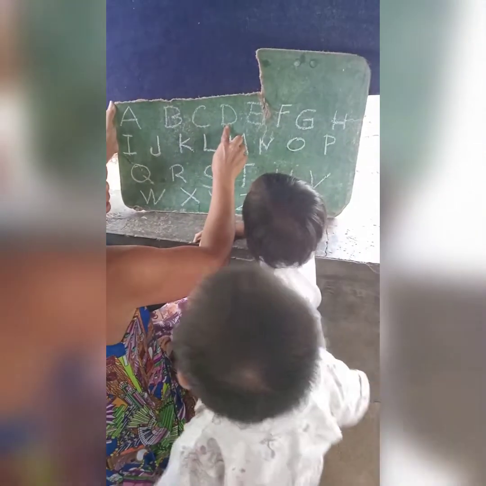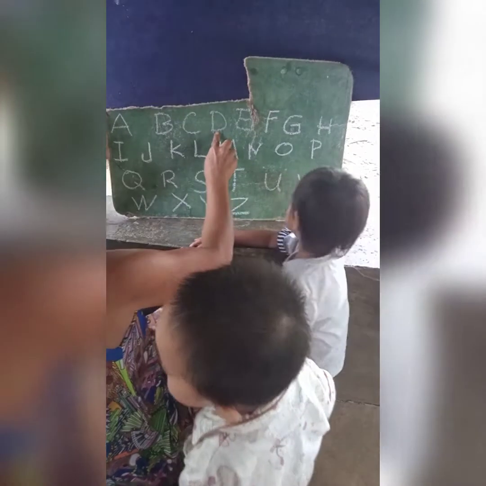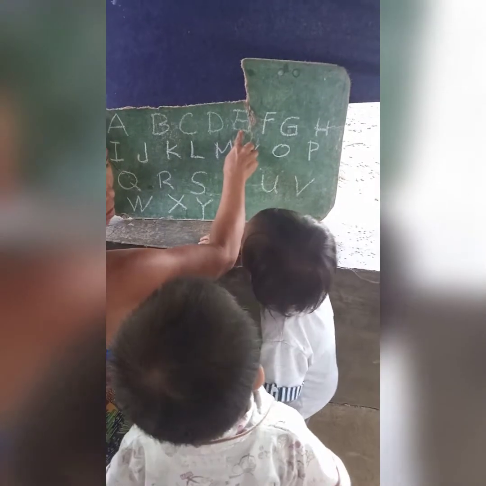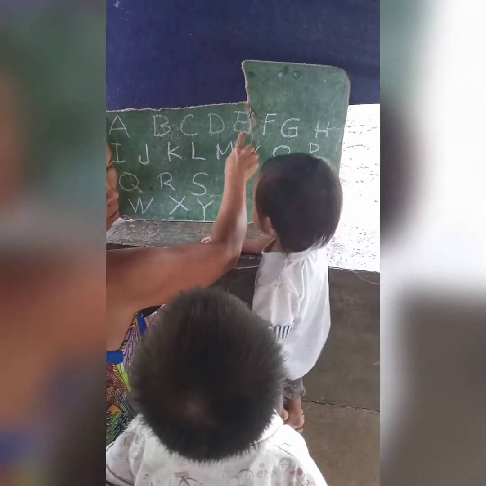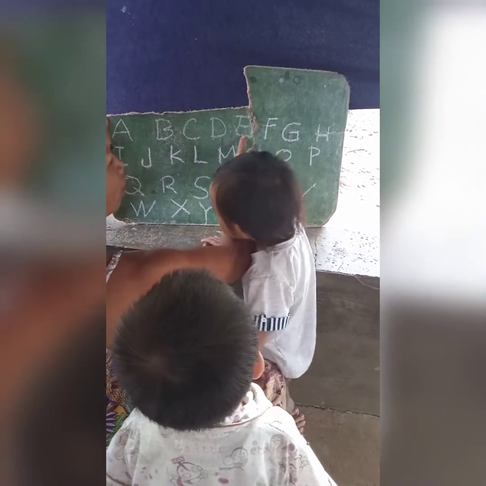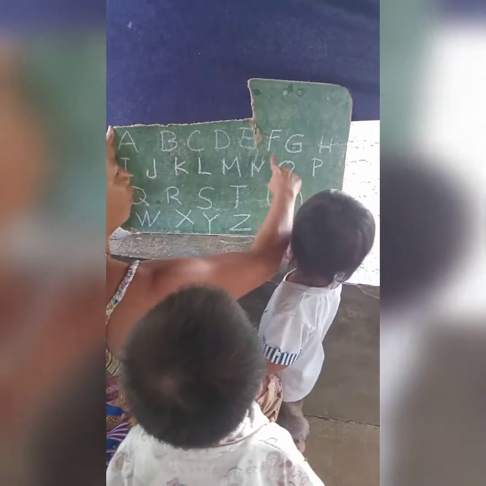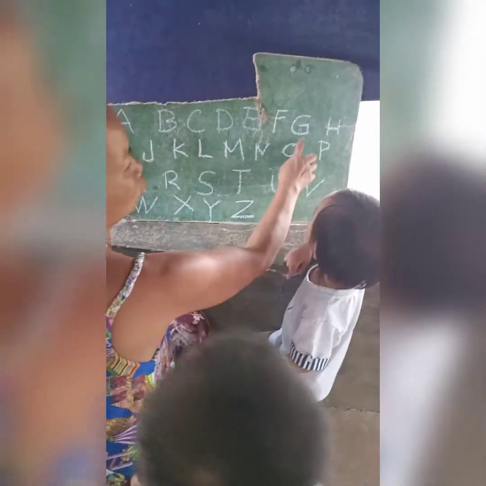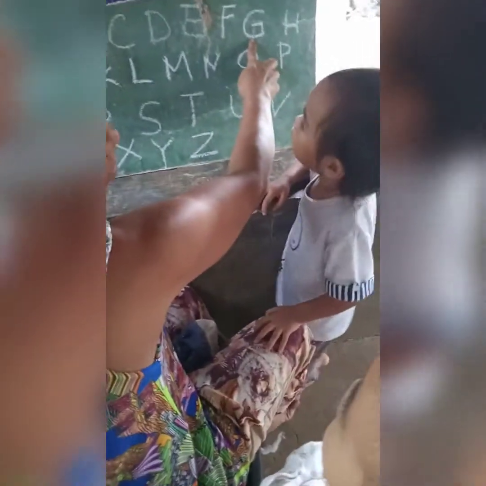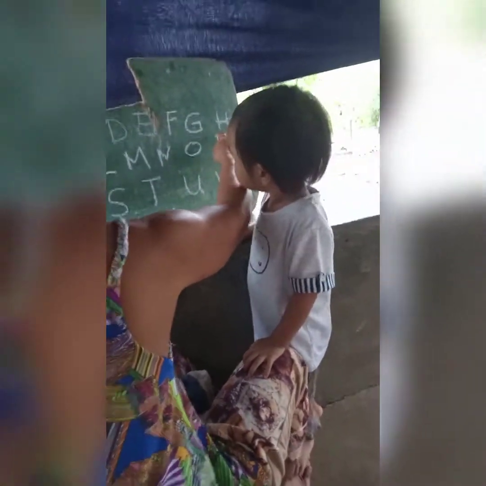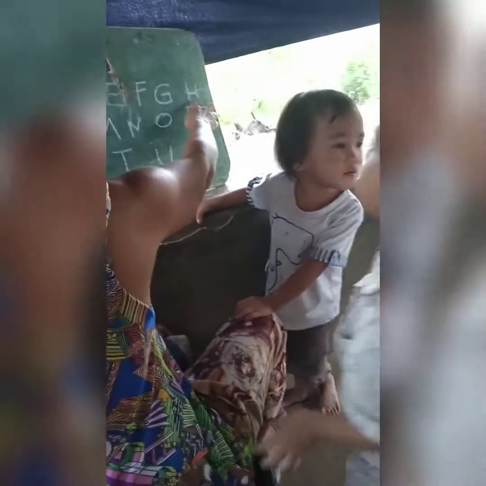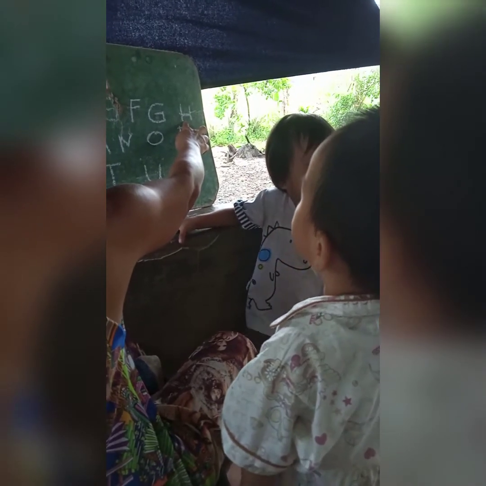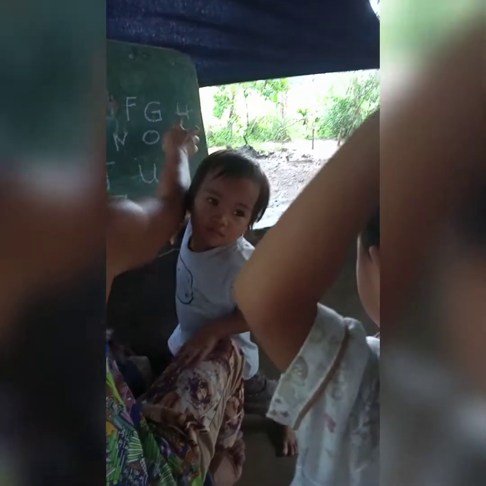How about this? D for dog. How about this? E for air. Alice. How about this? F. Fish. G. Grass. How about this? H. H for hat. Very good.